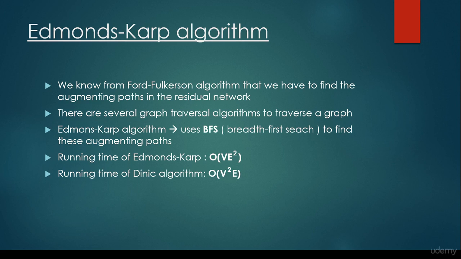The running time of the Edmonds-Karp algorithm is going to be O(V times E squared), where E denotes the number of edges and V denotes the number of vertices in the graph. Usually we have more edges than vertices, so E is greater than V. So the running time of Dinic's algorithm is going to be better. It's going to be O(V squared times E), which is better because E is greater than V. Okay, we are going to implement the Edmonds-Karp algorithm with breadth first search together.